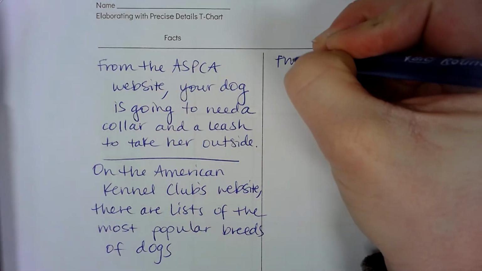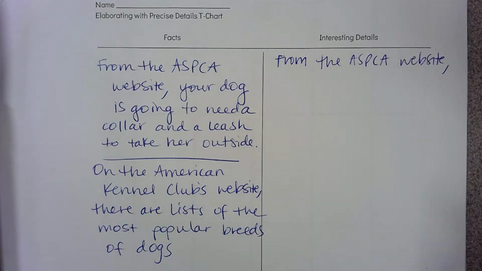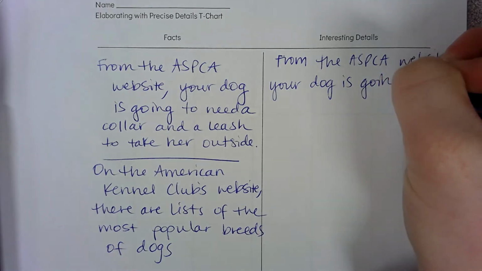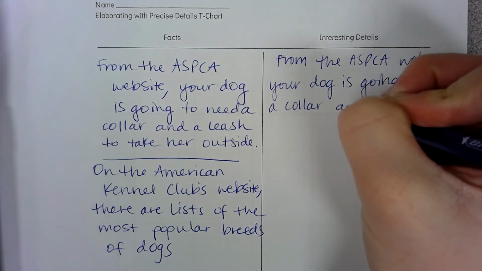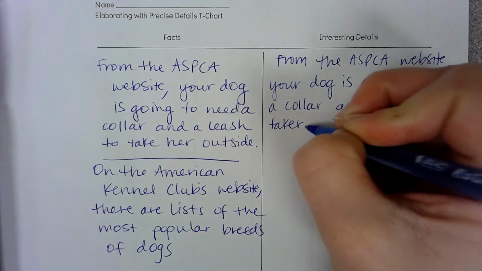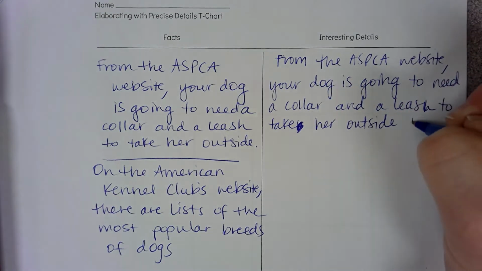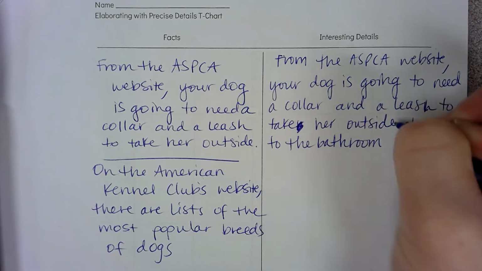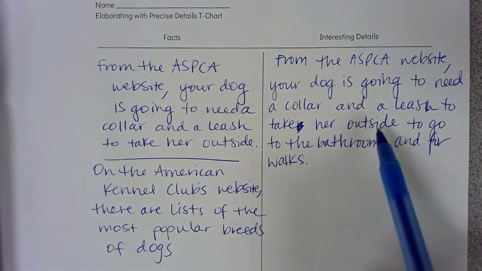from the ASPCA website, your dog is going to need a collar and a leash to take her outside to go to the bathroom and for walks.